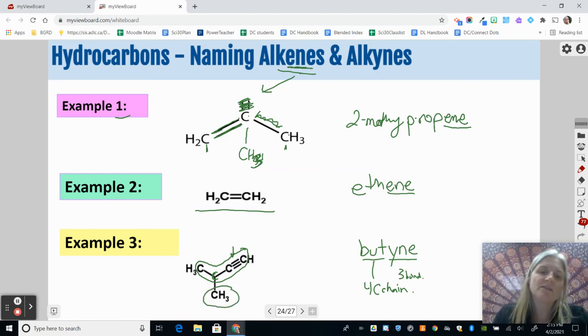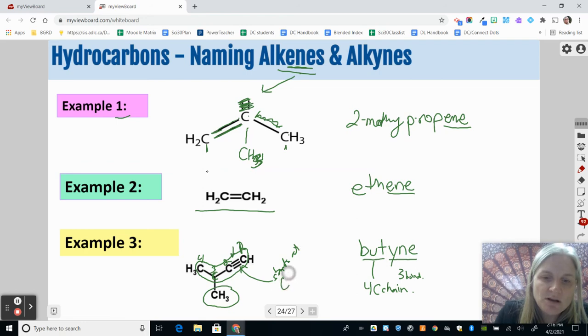We also have to tell everybody, because this triple bond could be here, it could be here, it could be in a few different places. We're going to number this chain so that it has the lowest number possible. So this is carbon 1, this is carbon 2, this is carbon 3, this is carbon 4. So our triple bond here starts at carbon number 1. All right, so we need to put that in here. So I'm going to do a little erasing magic here.